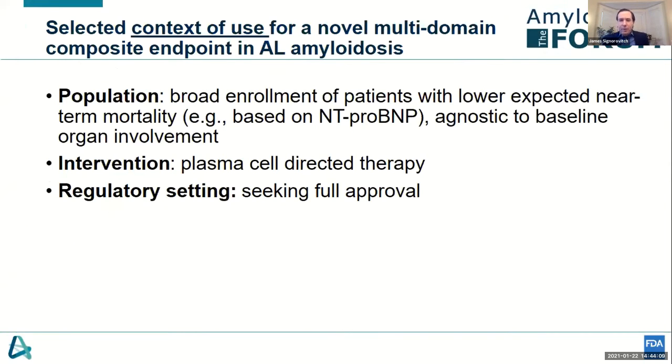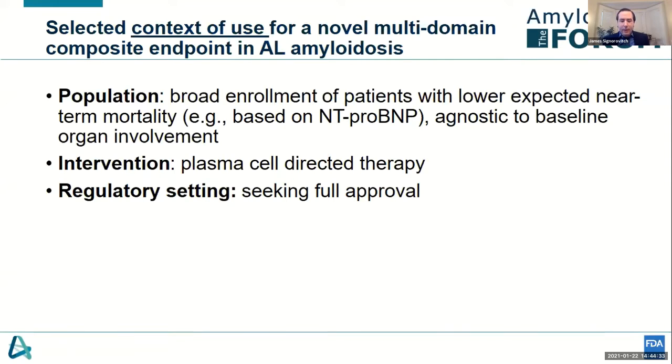So whenever we create an endpoint, we have to be thoughtful about the context of use. And that's even more true for a multi-domain endpoint. There's going to be hundreds of decisions we're going to have to make in the construction and validation of this endpoint, and those all need to be informed by a particular view of for whom this endpoint is going to be used and what value we hope it to add.